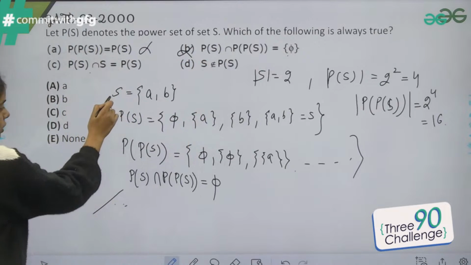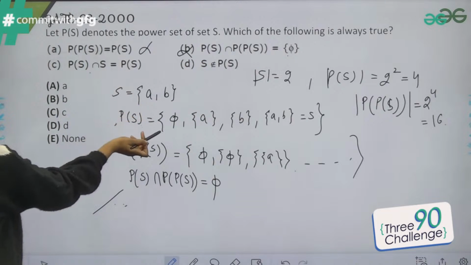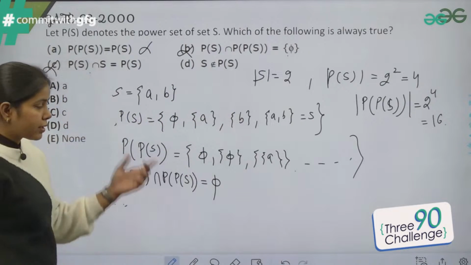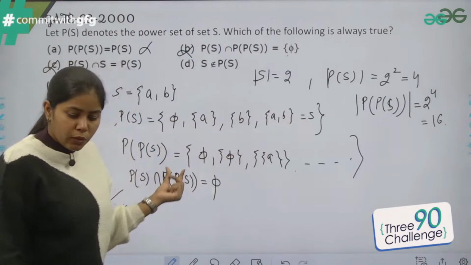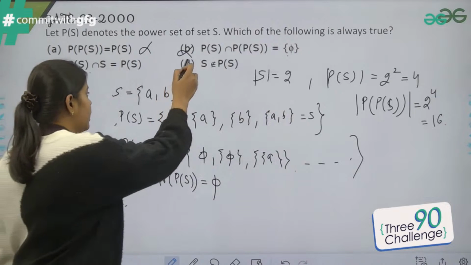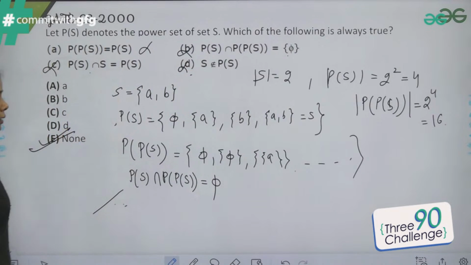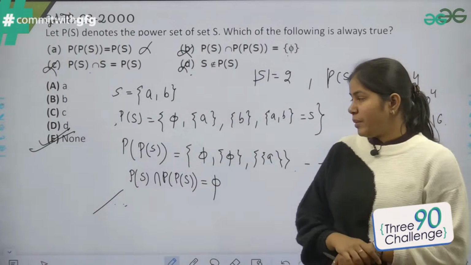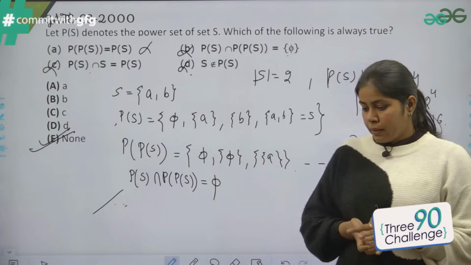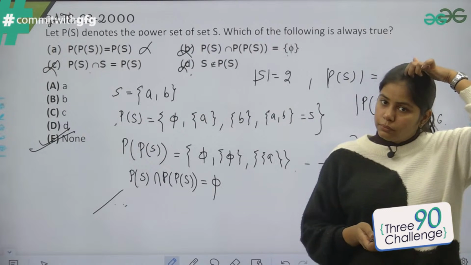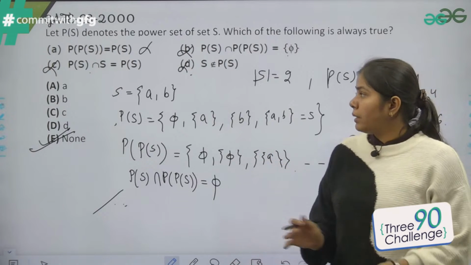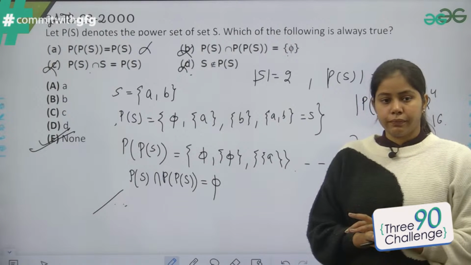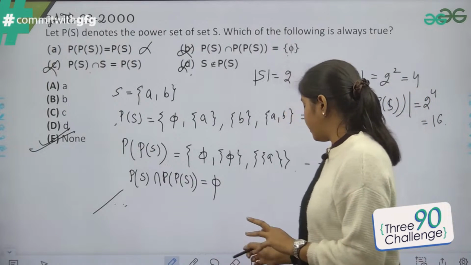If I take an intersection of the set and the power set, that is not the power set of S. This is also not true. D says S does not belong to the power set of S. That is also not true. S always belongs to the power set of S. So that's why option E is correct here. None of the options are true out of A, B, C, D. I hope you guys get it, why this is true. Right? So let's move forward.